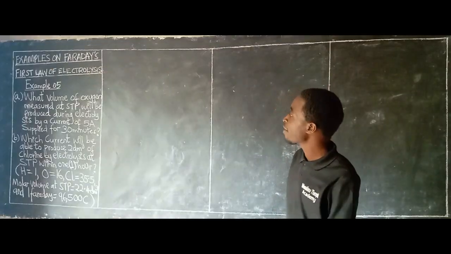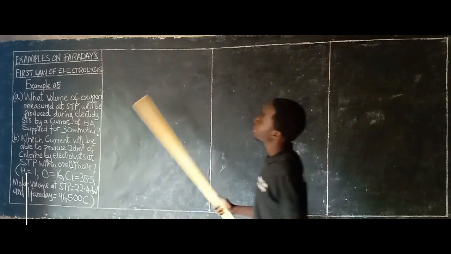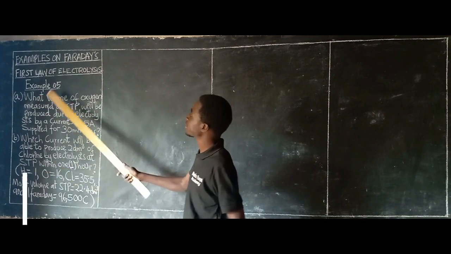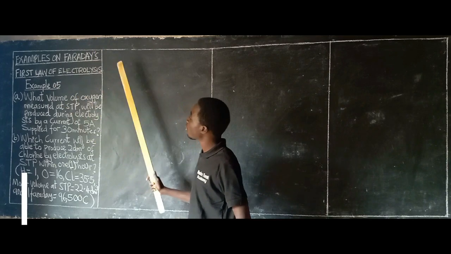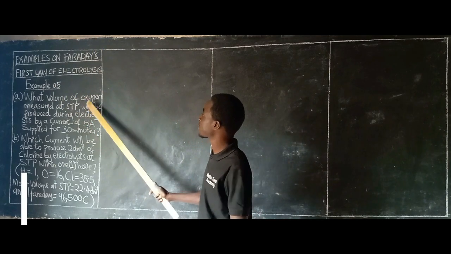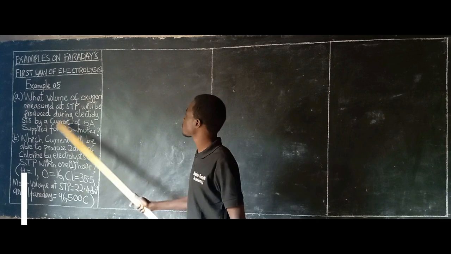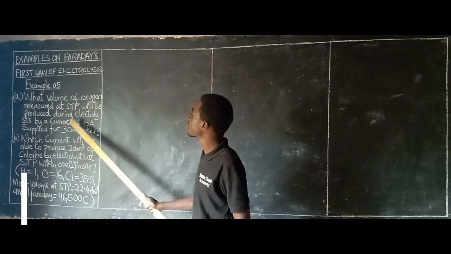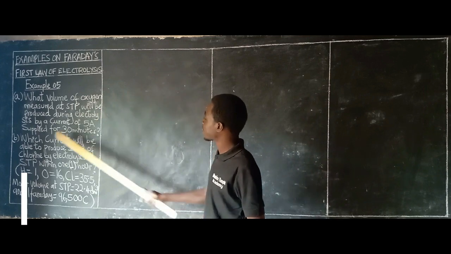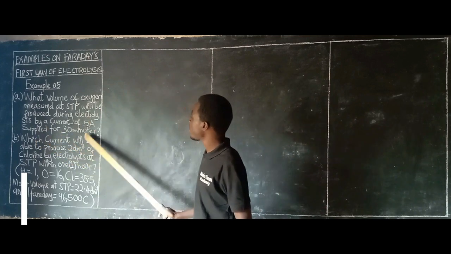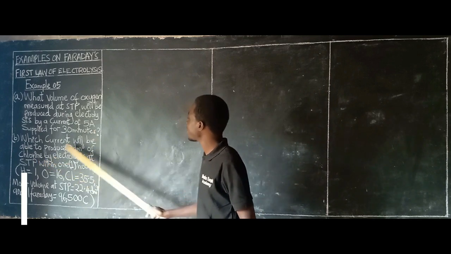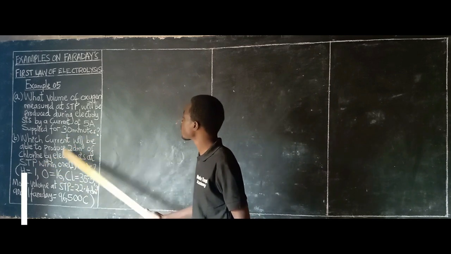Now let us look at the fifth example. The fifth example has two parts, A and B. Part A states: what volume of oxygen measured at STP will be produced during electrolysis by a current of 5 ampere supplied for 30 minutes. Part B: which current will be able to produce 2 decimeter cubed of chlorine by electrolysis at STP within 1 hour.